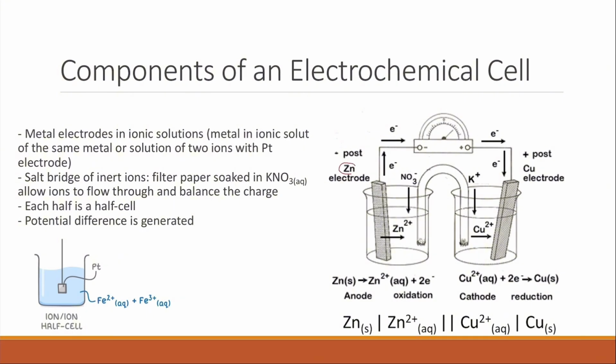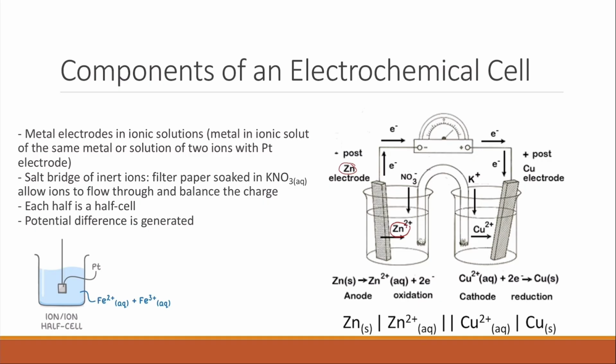For example, we could have zinc with zinc ions. So zinc ions, like we can have zinc nitrate, we can have zinc sulfate, so any ionic solution for zinc. And the other one will be a different metal, immersed in an ionic solution of that metal, like copper and copper ions.